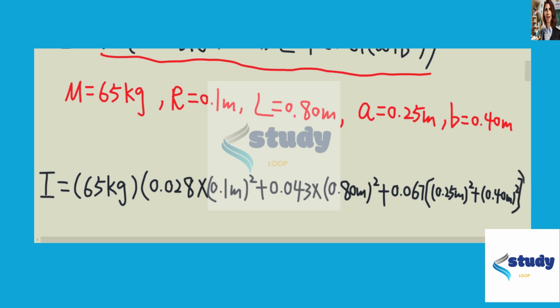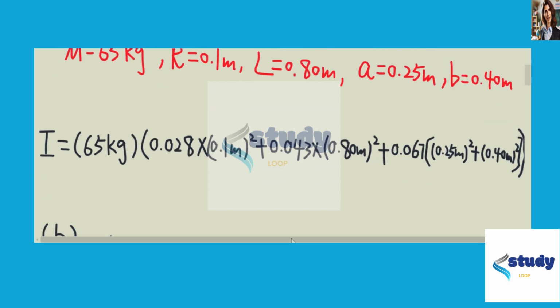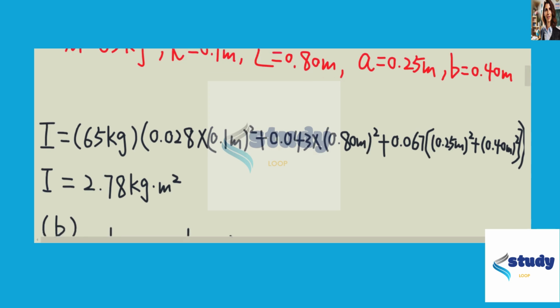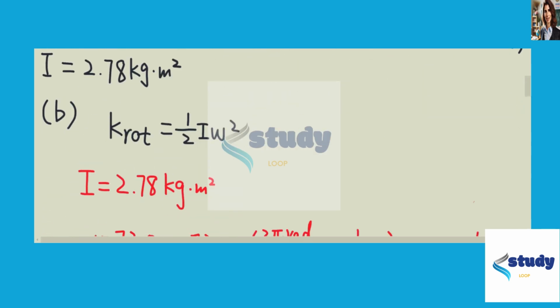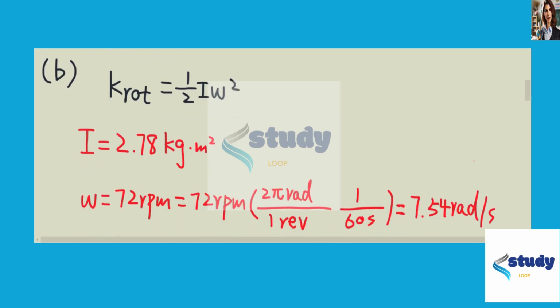And this will give us the total moment of inertia of the body, which should be equal to 2.78 kilogram meter squared. So now let's determine the rotational kinetic energy, which is equal to 1/2 I omega squared. We know the moment of inertia is equal to 2.78 kilogram meter squared.